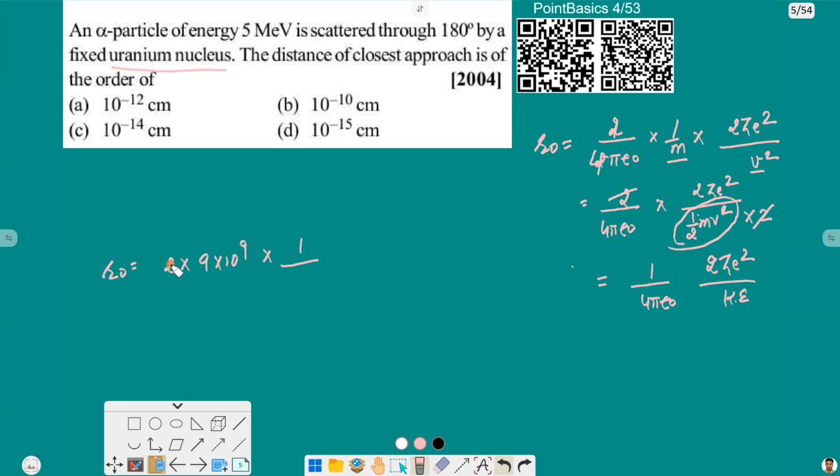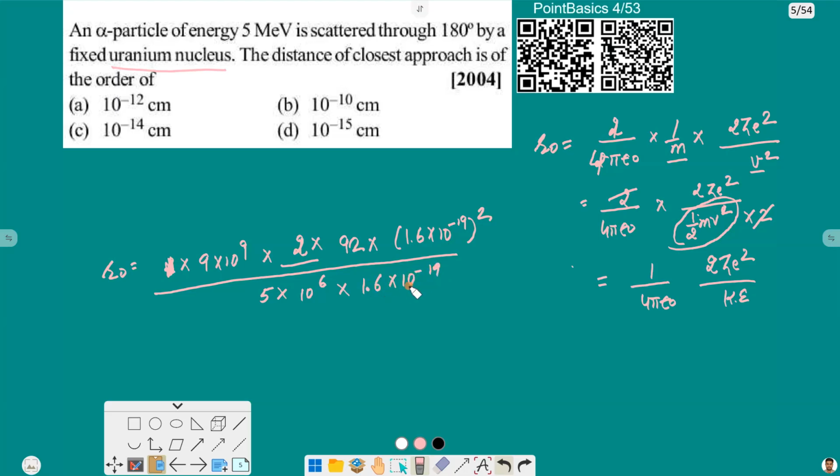So this 2, let me mark as 1. Now twice times Z. For the uranium nucleus, Z is 92, into e square. So that will be 1.6 into 10 raised to power minus 19, squared, and divided by the kinetic energy, that is 5 MeV, basically 5 mega electron volt. So 5 into 10 raised to power 6, and it is in electron volt, so we have to convert it into joule. So 1.6 into 10 raised to power minus 19.